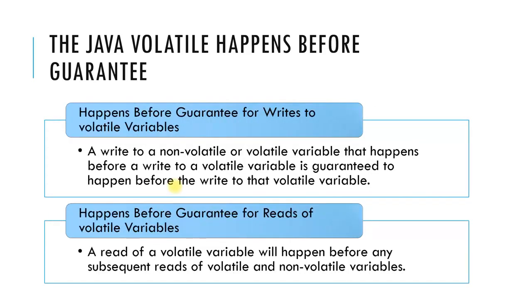The Java volatile happens-before guarantee says that a write to a non-volatile or volatile variable that happens before a write to a volatile variable is guaranteed to happen before the write to that volatile variable. A read of the volatile variable will happen before any subsequent reads of volatile and non-volatile variables.